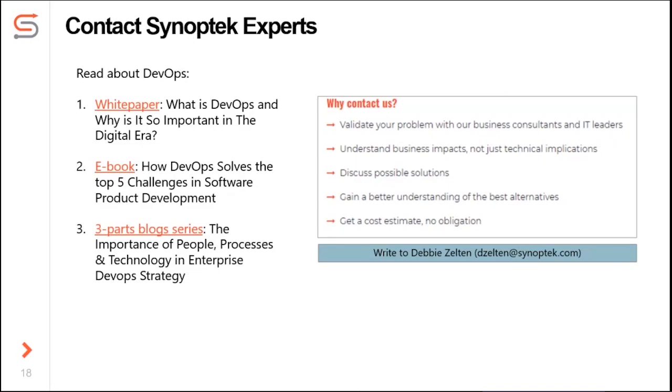So hopefully you've learned a lot in this and understood why DevOps is a must for an application development ecosystem and heard our DevOps success story. You may want to explore more about the DevOps area. There are some collateral items that you can find on the Synoptek website: a white paper, an ebook, and a 3-part blog series that I recommend reading.